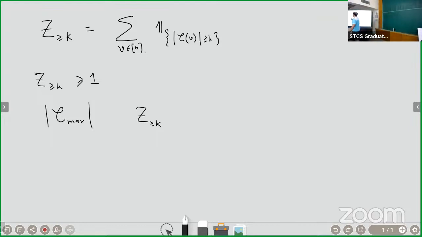Okay, so let's try to prove this. Is Z_k greater than, or less than? Okay, let's try to prove this. If Z_k is 0, then definitely this is not true, because C max can be non-zero. But when Z_k is greater than or equal to 1, is this true? Is the question.